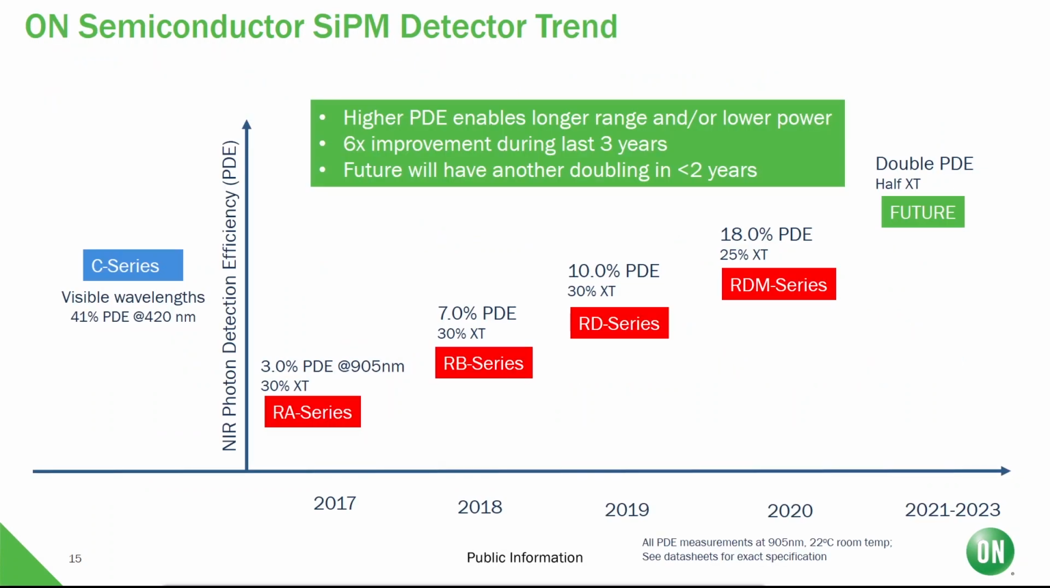At ON Semiconductor, we have the very well-established C-series family of sensors, which may be used for LiDAR with visible wavelengths. And in recent years, we've led the market with the NIR sensitive R-series family of detectors, from RA through to RDM. We've seen improved performance to meet demand for increased PDE to enable longer range LiDAR system development. We expect this trend to continue as we develop new detectors with higher PDE and lower noise. And today's focus will be on the RB series family, which is suitable for short to mid-range applications in IoT, industrial, and robotics.